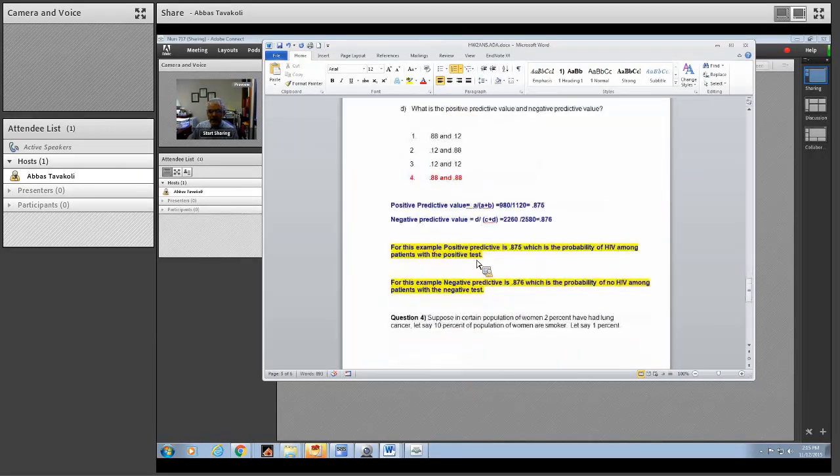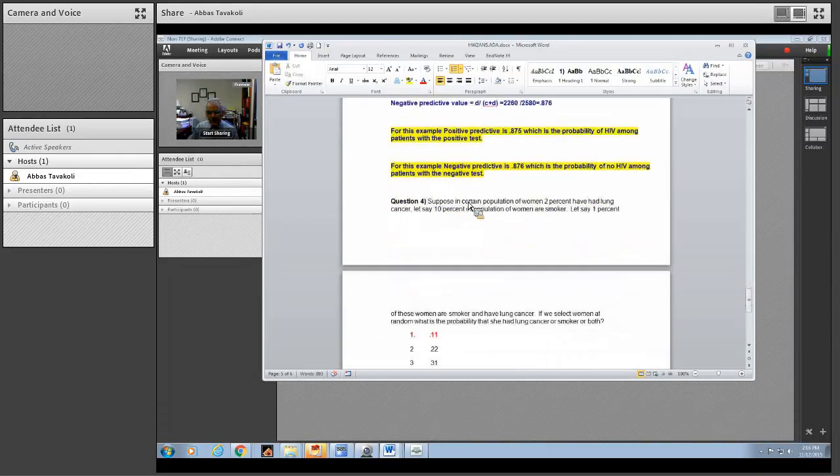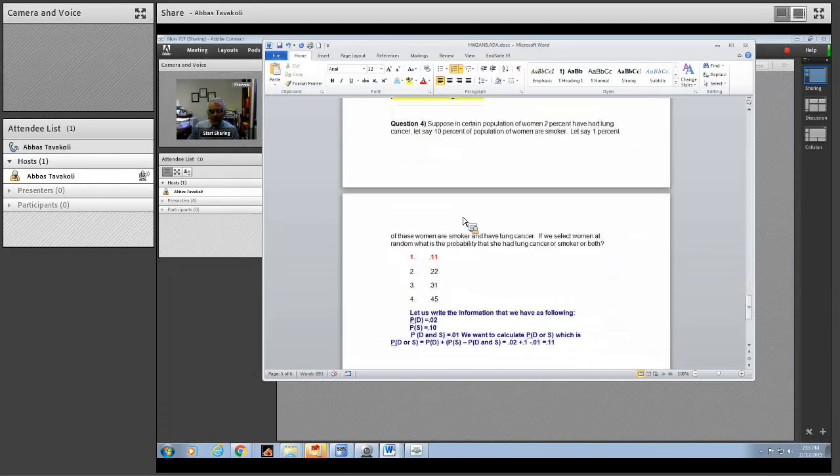And for positive predictive value and negative predictive value, you're looking at A over A plus B, 980 over 1120, which is 0.875 or 0.88, and D over C plus D, equal to 2260 over 2580, which is 0.88. Again, a similar number you're getting. So that's for question number 3.